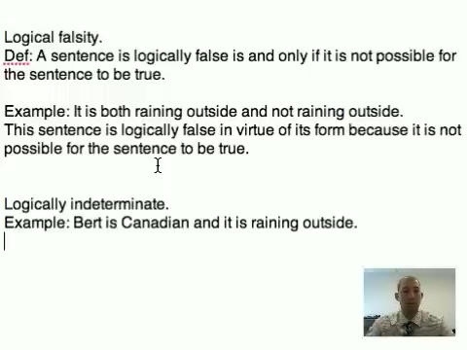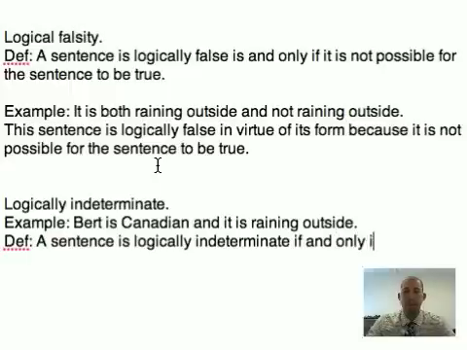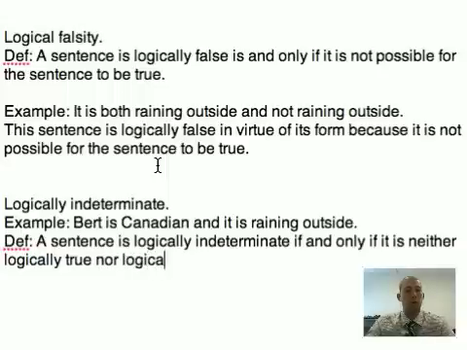So let's give a definition then of logical indeterminacy. So again, this is a property of a sentence, not a set of sentences. So a sentence is logically indeterminate if and only if it is neither logically true nor logically false. So whenever a sentence is neither logically true nor logically false, then we say that the sentence is logically indeterminate.